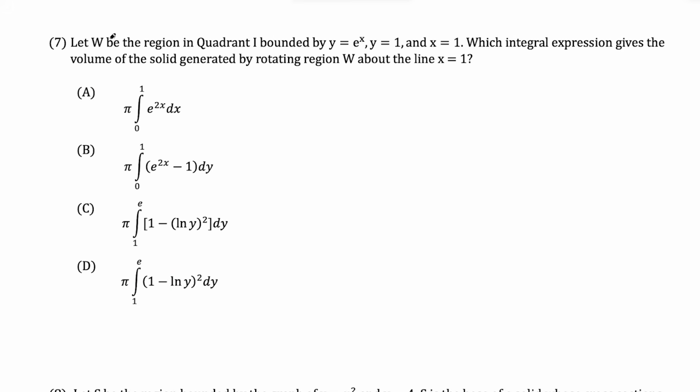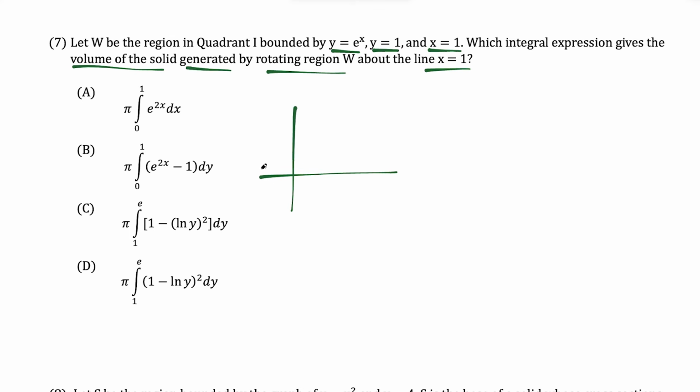Question 7, we have let W be the region in quadrant 1 bounded by y equals square root x, y equals 1, and x equals 1. And then we have which integral expression gives the volume of the solid generated by rotating region W about the line x equals 1. So for questions like this, when the picture is not given to you, I highly recommend that you draw this out.